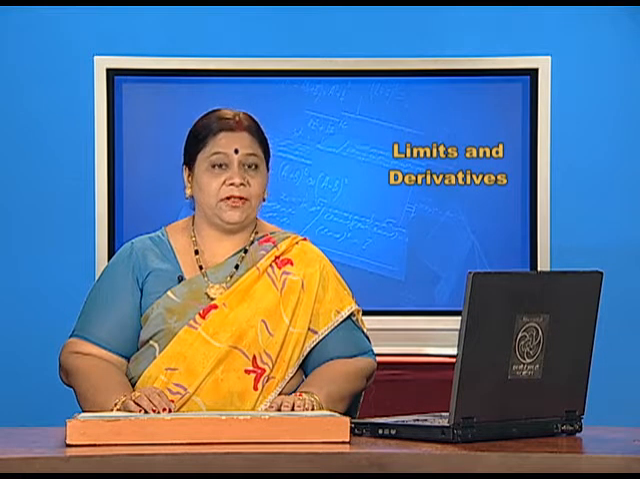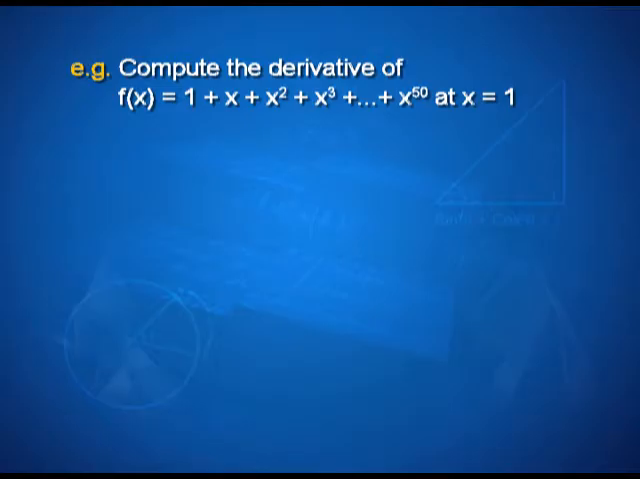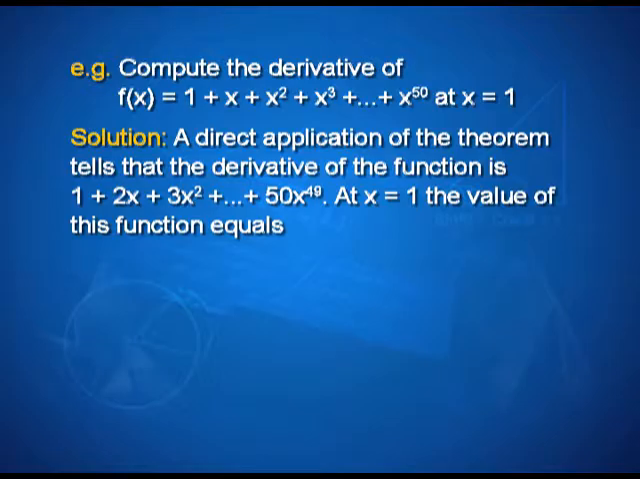Now, let us solve some examples to understand this. Compute the derivative of f(x) is equal to 1 plus x square plus x cube plus so on plus x raised to 50 at x is equal to 1. For the solution, a direct application of the theorem tells us that the derivative of the function is 1 plus 2x plus 3x square plus so on plus 50 into x to the power 49.